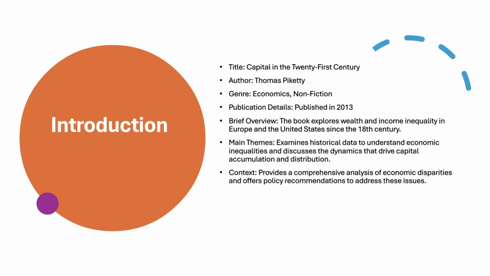Piketty, a French economist, takes us on a journey that spans centuries, continents, and a whole lot of data. The main theme? Understanding how wealth and income inequality have evolved over time and what we can do about it. So, if you've ever wondered why the rich keep getting richer and the rest of us are left scrambling, this book's got some answers. And trust me, it's not just a snooze fest of numbers and graphs. Piketty makes it surprisingly engaging and, dare I say, fun.